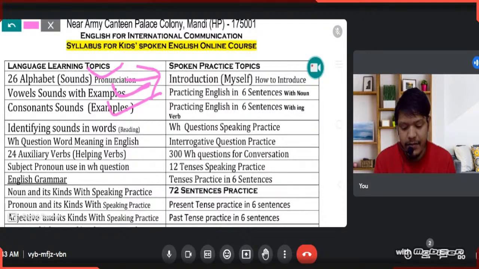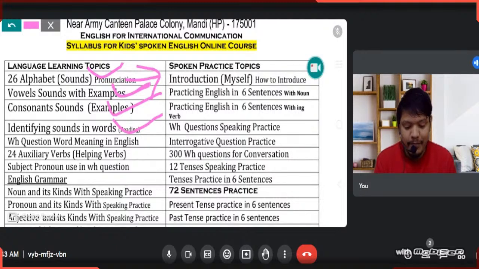After that is identification, identifying the sounds of words. For example, in an English word we try to identify which one is a vowel and which one is a consonant. It is easy to find the consonant and vowel, but finding what kind of sound vowel A is giving here, and what kind of sound consonant S is giving. The sounds of the letters are very important.